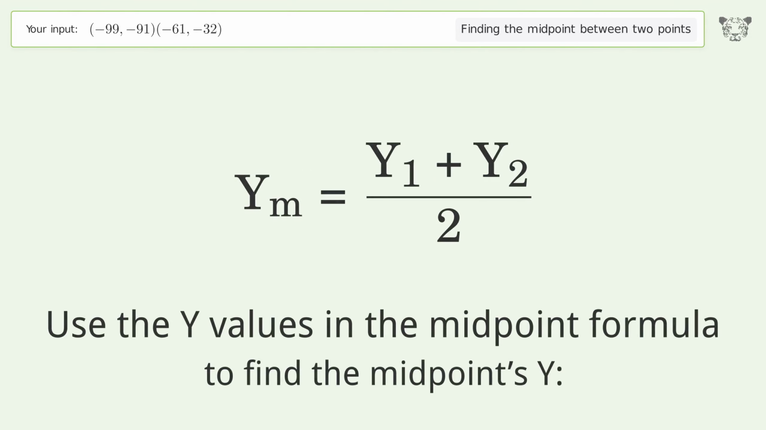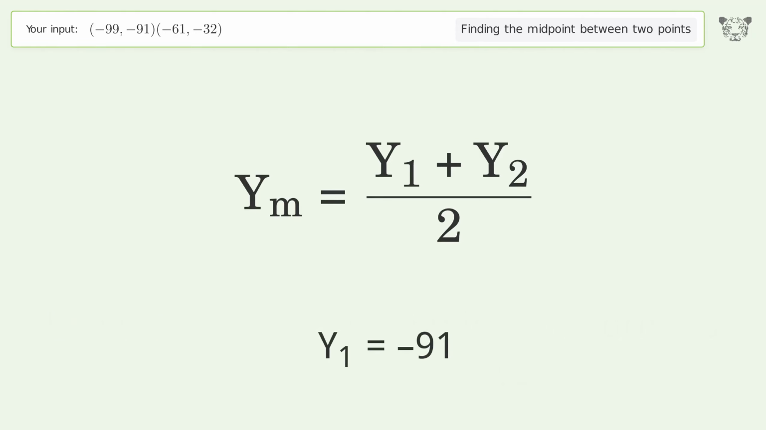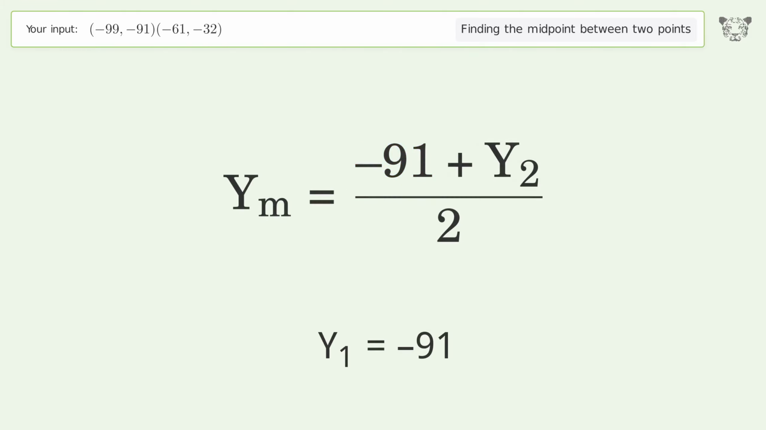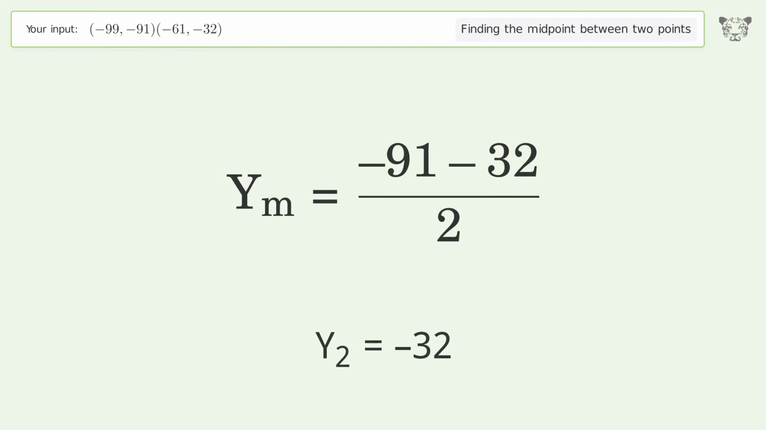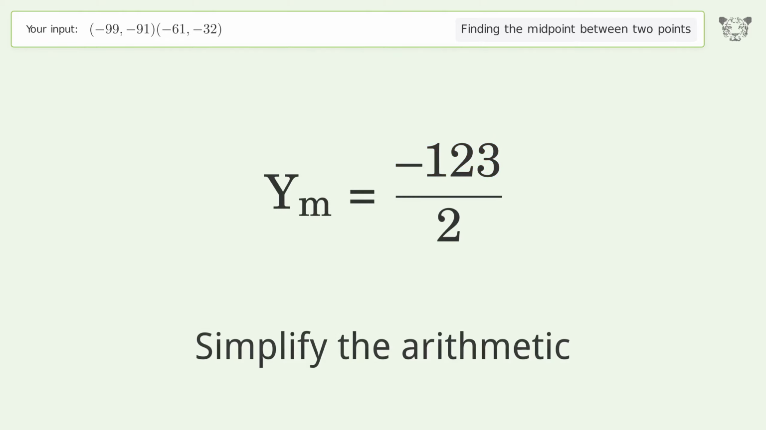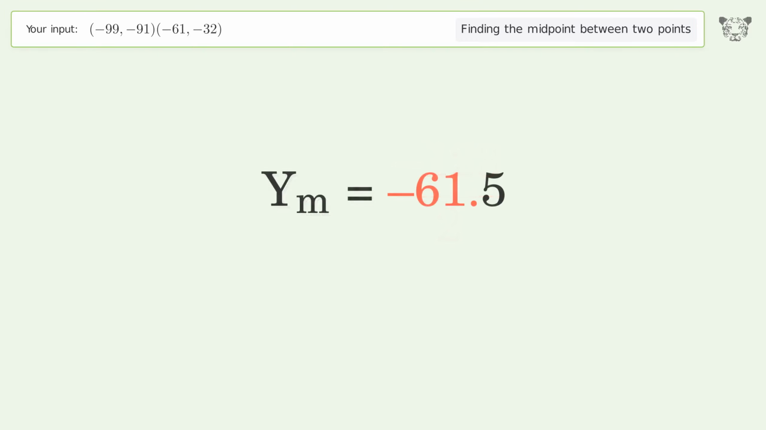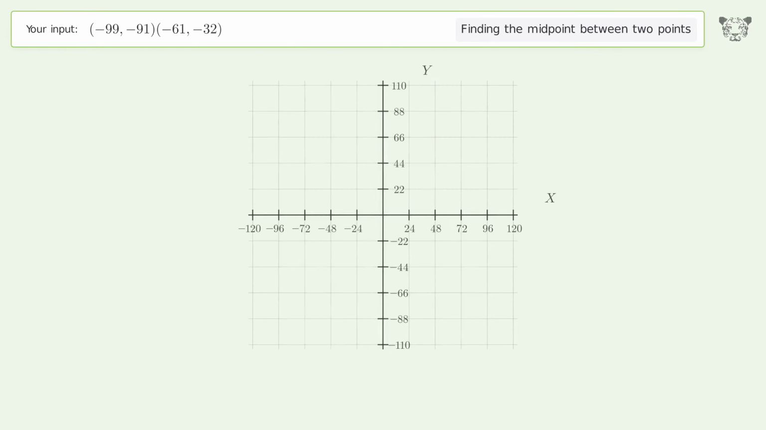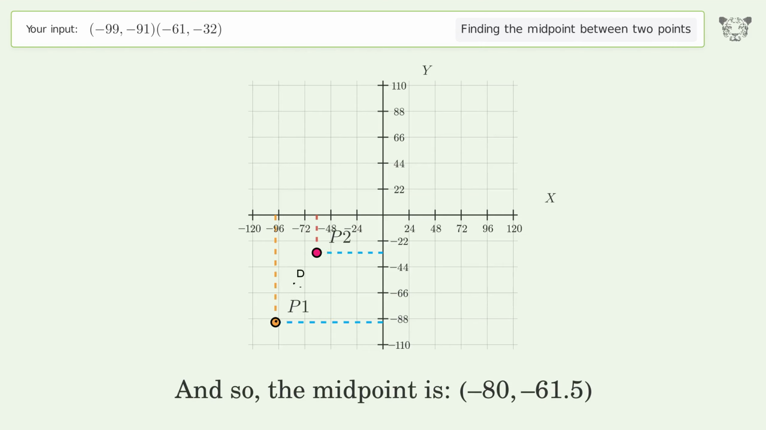Use the y values in the midpoint formula to find the midpoints y. y1 equals -91. y2 equals -32. Simplify the arithmetic. And so, the midpoint is -80, -61.5.